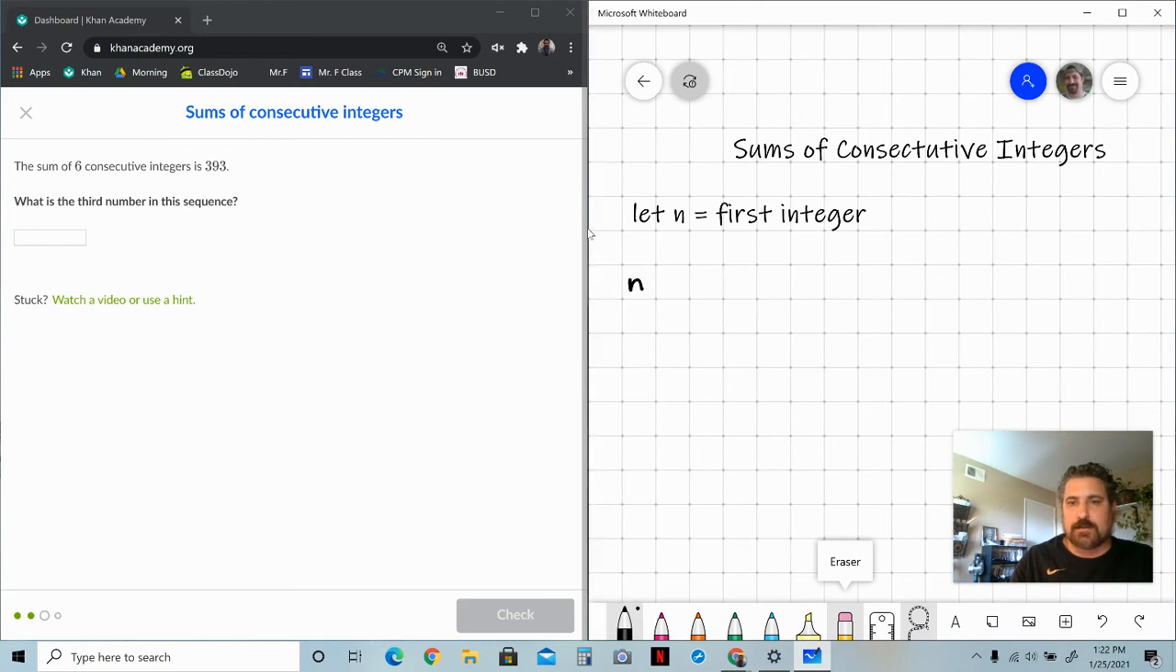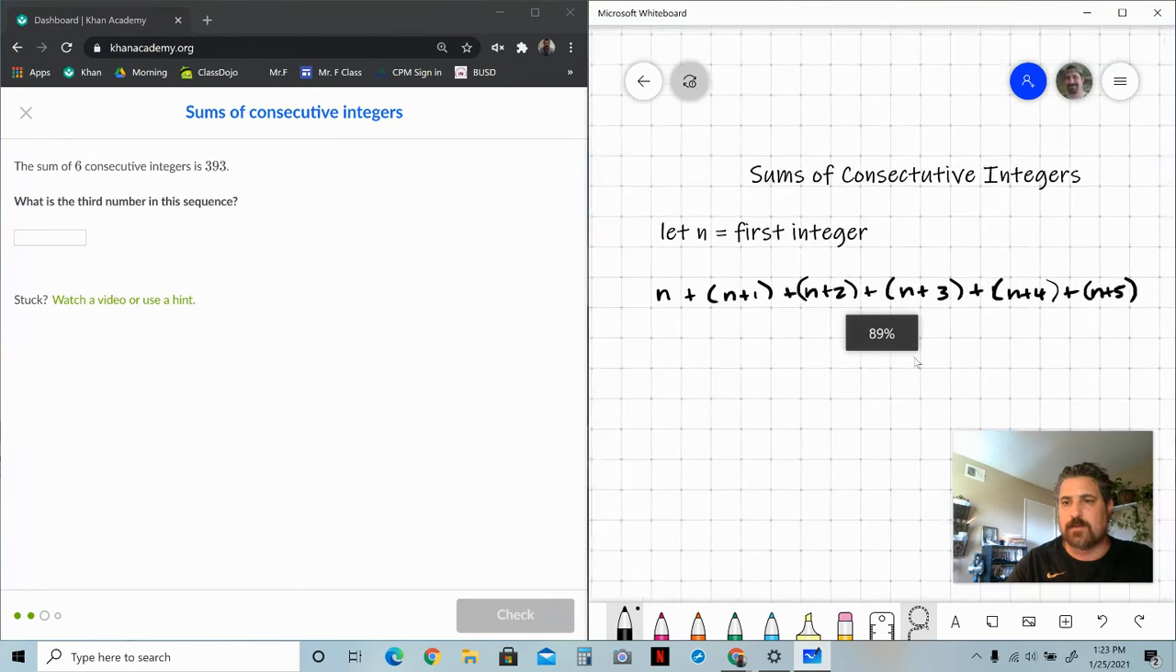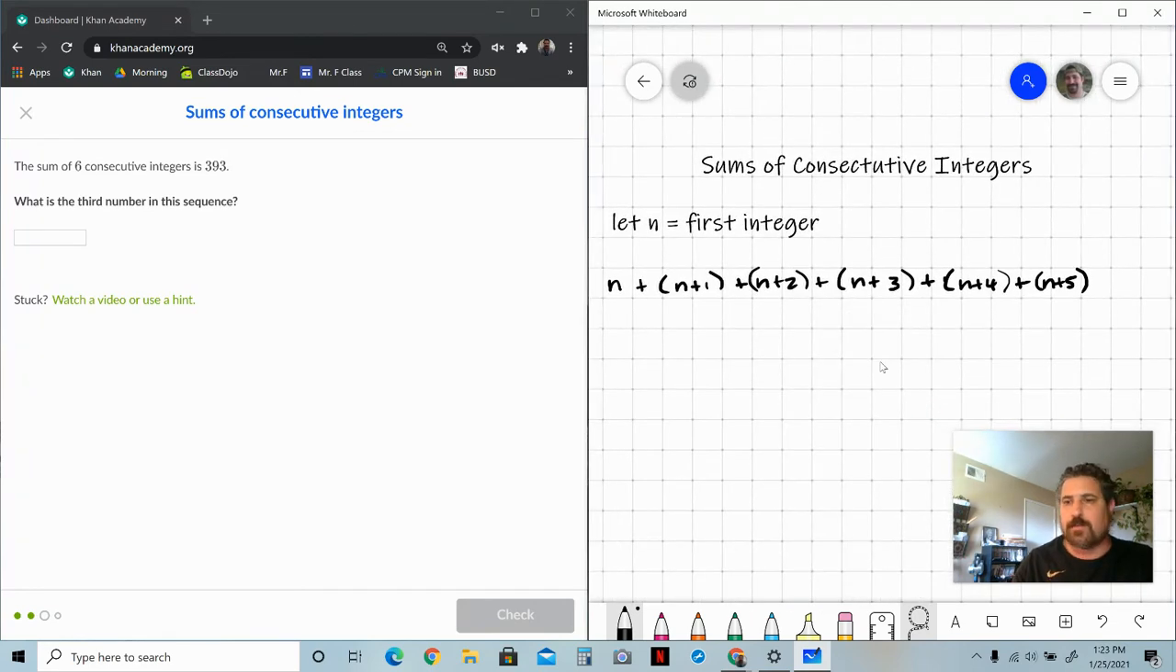So the first one's n. We're going to add the next one, n plus 1. Then the next one, n plus 2, then n plus 3, then n plus 4. That's 1, 2, 3, 4, 5 numbers, and the next one would be n plus 5, right? So now we have all of our consecutive integers, starting with n as the first one. And we know that this whole thing has to be equal to 393.